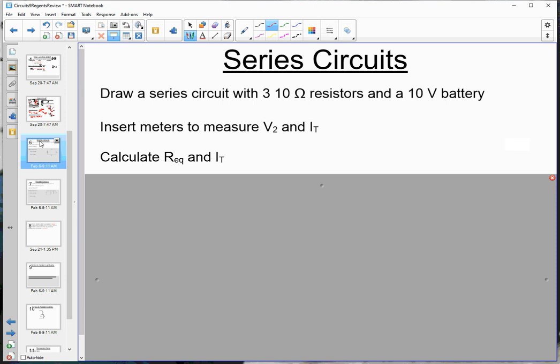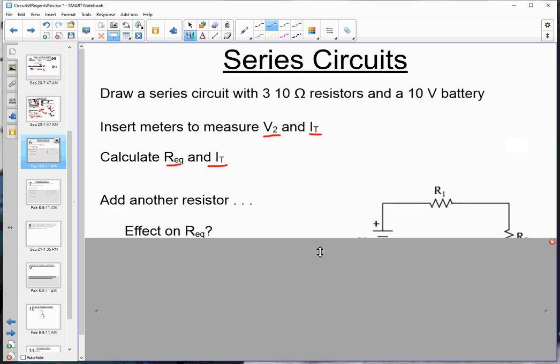And you have to be patient and just try to find whatever variables that you can. So the series circuit example, because it's best if you just try an example, says draw a series circuit with the symbols on your reference table with 3 10-ohm resistors in series and a 10-volt battery. And you're going to insert meters for V2 and I total, and I'd like you to calculate the equivalent resistance and the total current. Why don't you pause the video and give that a shot.